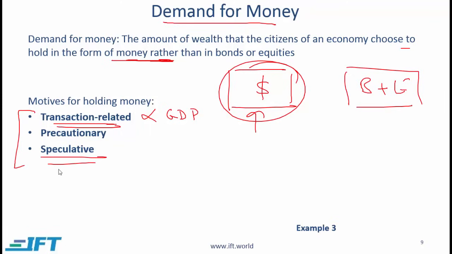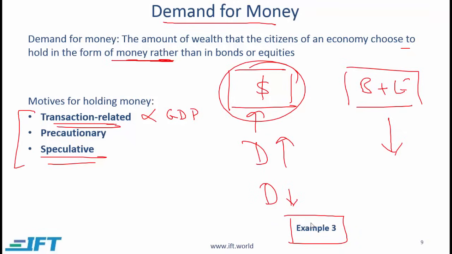And finally, there is a speculative balance where if we speculate that bond markets and equity markets are not going to do well, then our demand for money will be higher. On the other hand, if we expect the bond market and the equity markets to do well, then our demand for money will be low. Now I want you to do example 3 from the curriculum.